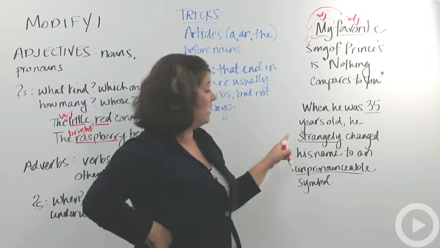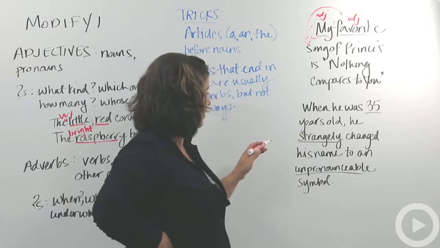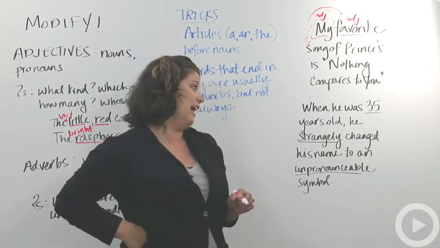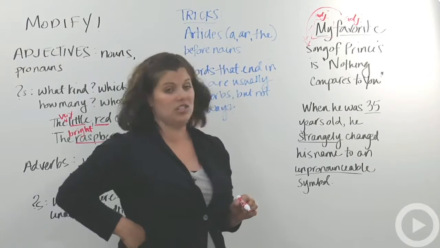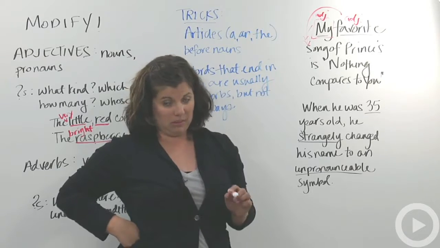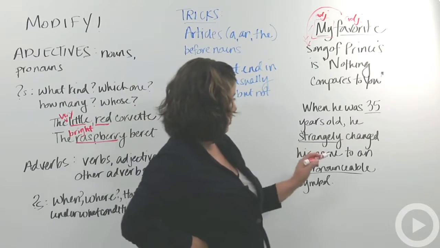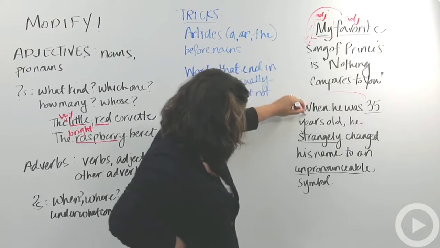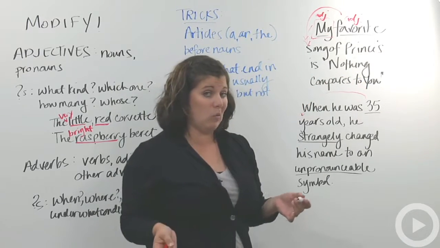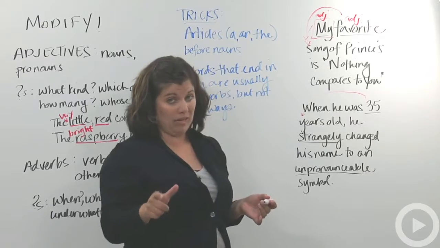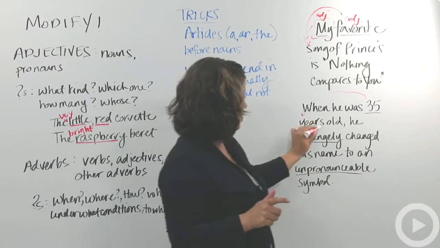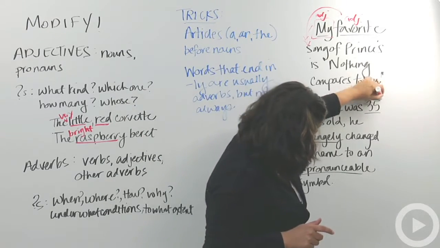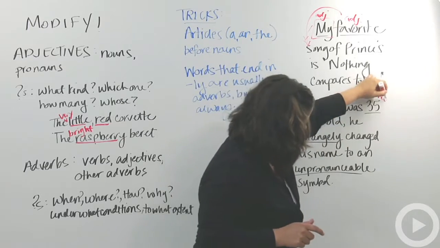All right, let's take a look at the second sentence. It's a little bit more tough. All right, when he was 35 years old, he strangely changed his name to an unpronounceable symbol. All right, so let's start with 35. 35 is describing the number of years, and if we remember back to our questions, it's answering that how many question. So we've got years as a noun. That means 35 is another adjective.